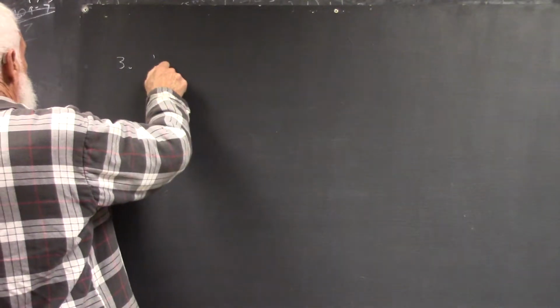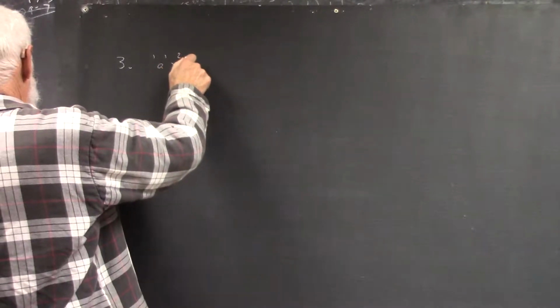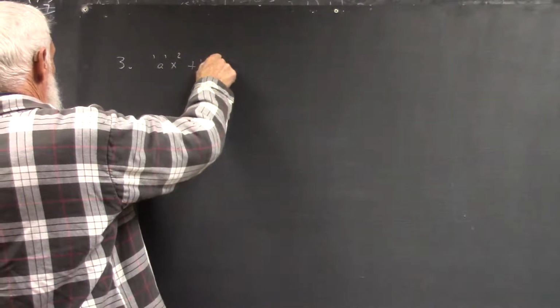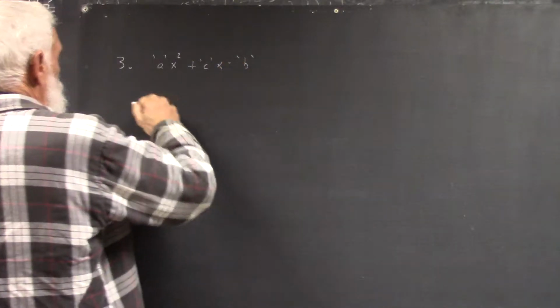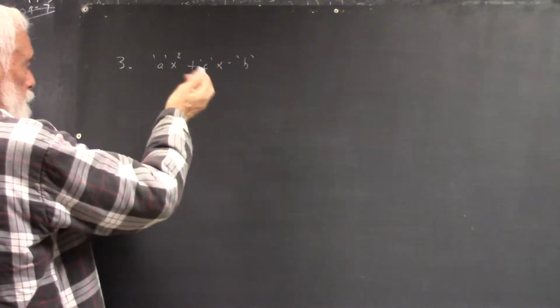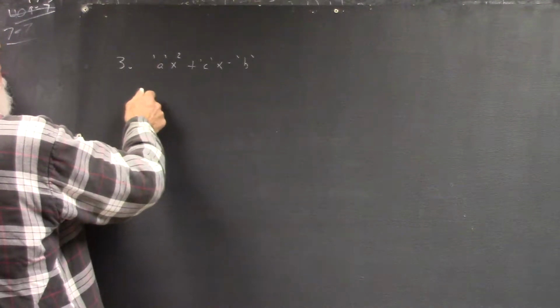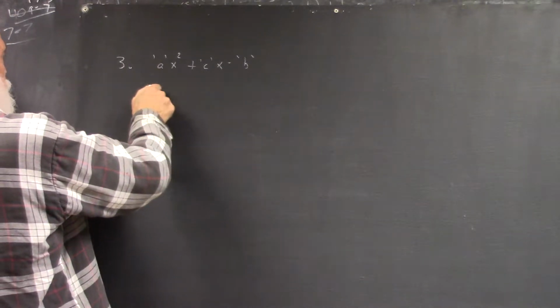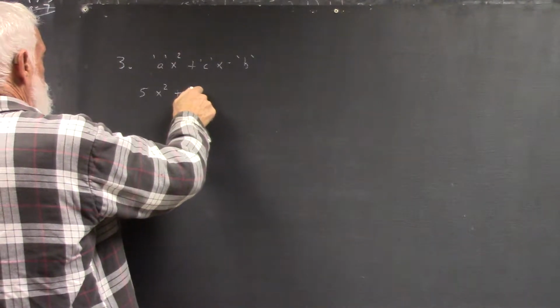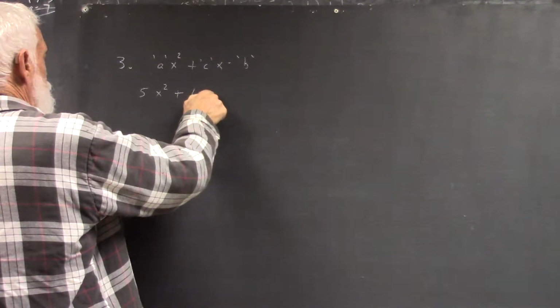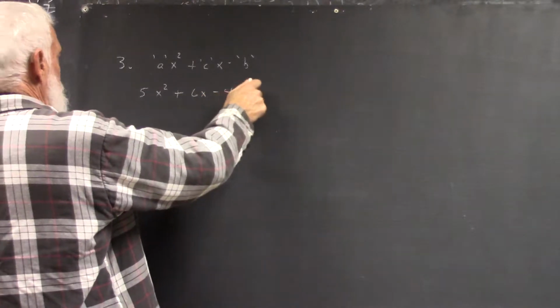Let's just go to, we have ax squared plus variable c, x minus variable b, and those variables take the values according to the letters in your name. For me, it would be 5x squared plus 6x minus 4.